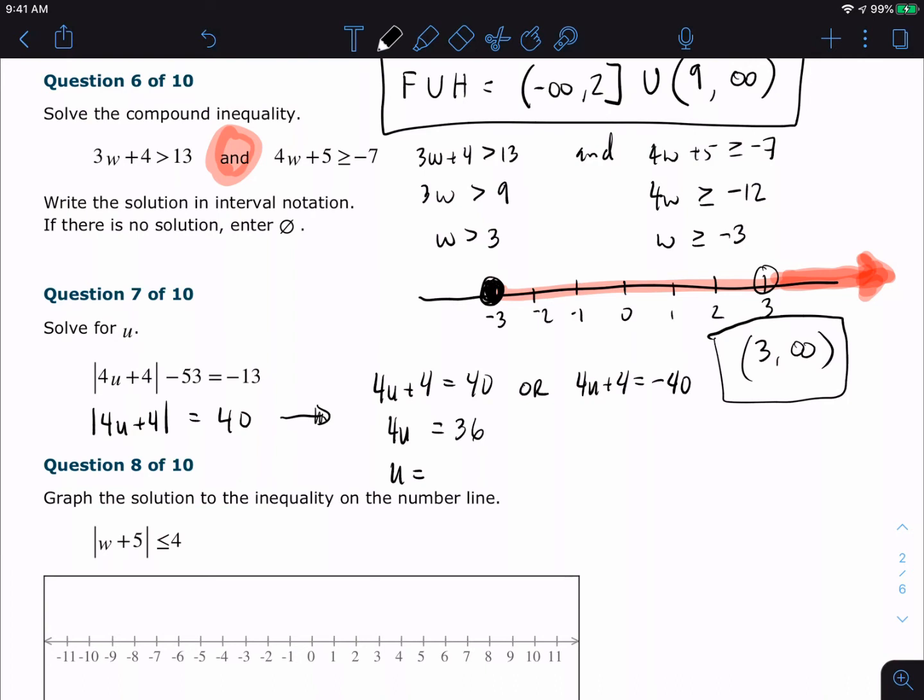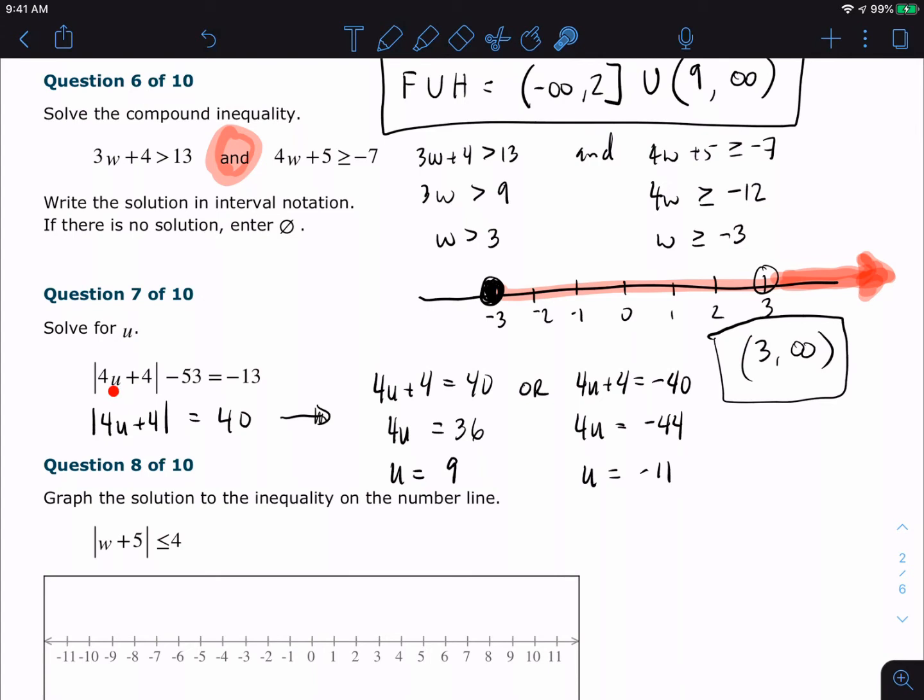Is it 9? It's 9. Perfect. Okay, on the other one, I'm going to get 4u is equal to negative 44. So u is equal to negative 11. Okay, something important you should always do with these problems is check them to make sure they are correct.